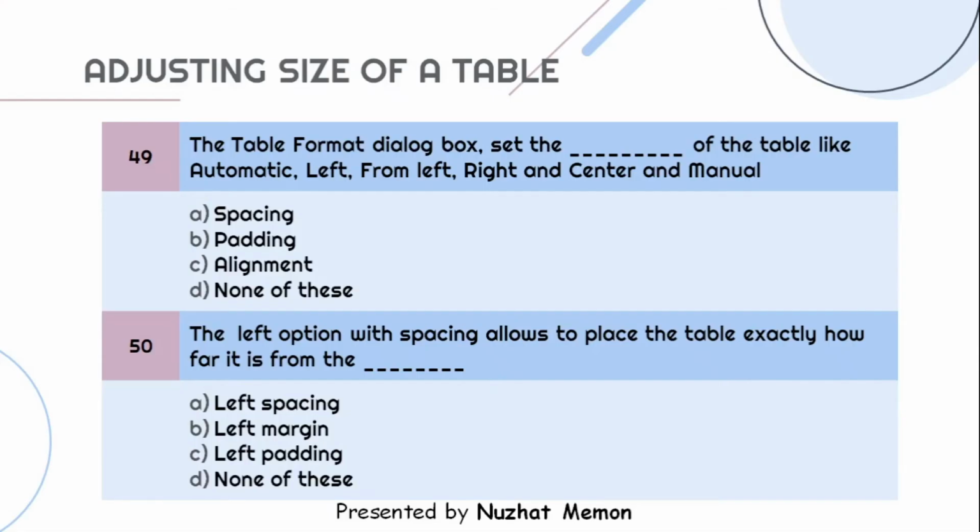Okay. 49. The table format dialog box sets dash of the table like automatic, left, from left, right and center and manual. So all of these were alignments. We have seen it, right?